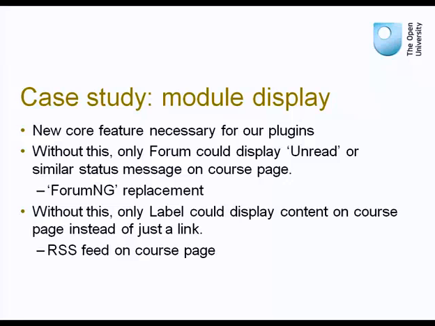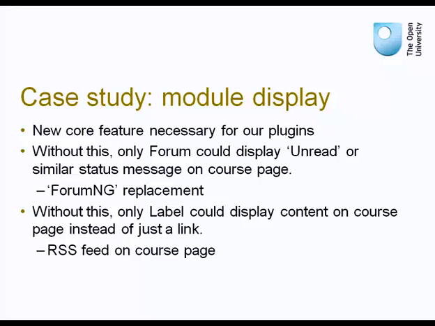Now, in Moodle 1.9, only forum can do that because there's a hack specifically somewhere in the course display code that says, check if it's a forum, and if so, do something special. So this is kind of rubbish. And we have our own forum, ForumNG, which we use instead of the standard forum. Obviously, we want ForumNG to also be able to display unread information, so we couldn't do that without changing this core code.